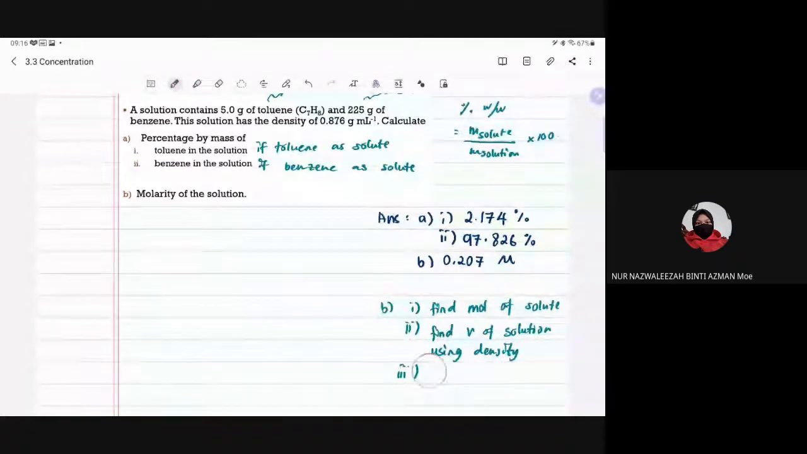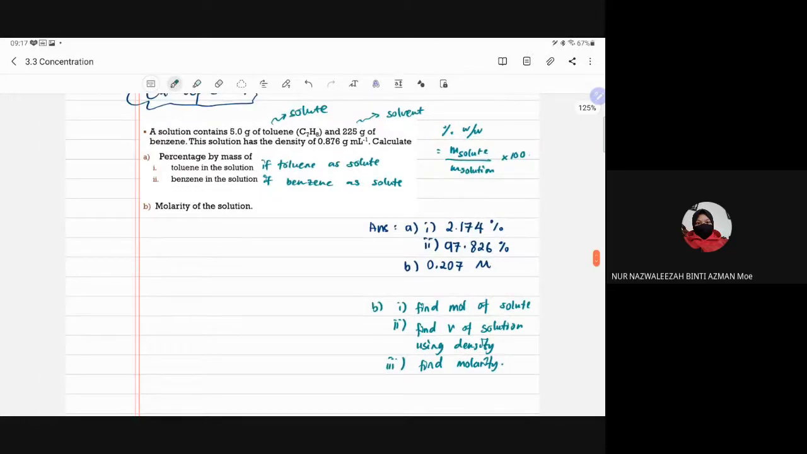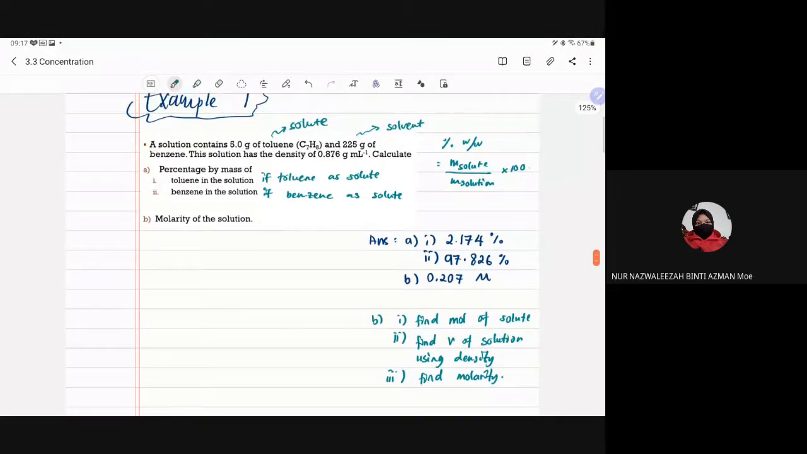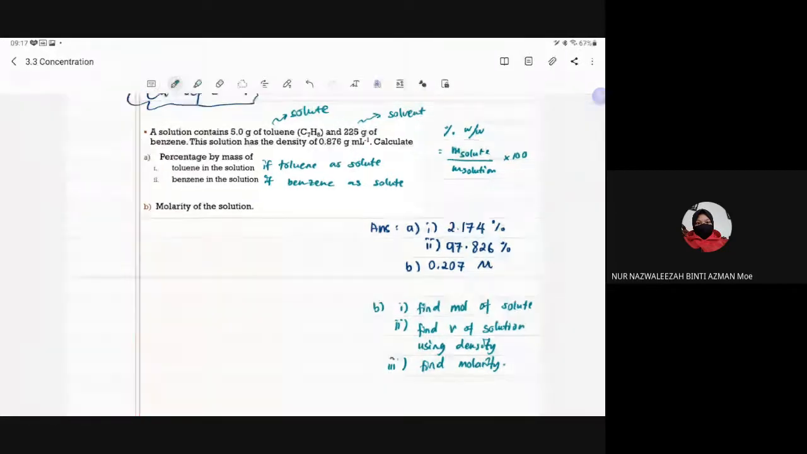Third, find molarity. Okay. Now, try to answer this. I give you 15 minutes to answer the question. Okay? I'll be right back. Kalau ada soalan, bagi tahu je, tanya je.